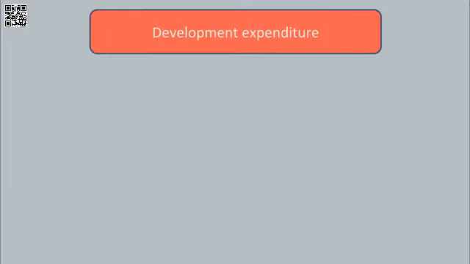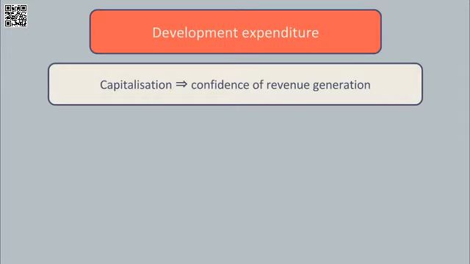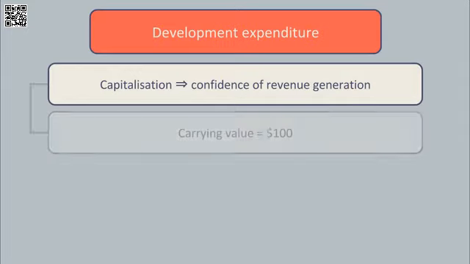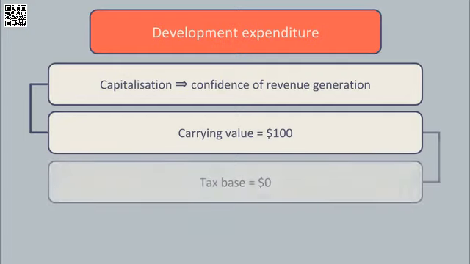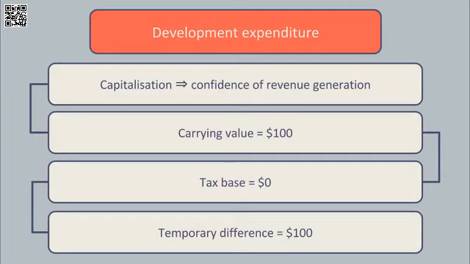Once we understand this concept, it becomes fairly straightforward to spot the temporary differences. For example, imagine money being spent on development expenditure. The capitalization of development expenditure means that we are confident that revenues will be generated in the future when the product launches into commercial being. 100 spent on development expenditure would give an intangible asset with an accounting carrying value of 100 and a tax base of 0, since the taxman will tax the revenues on a cash basis in the future when they are received. The temporary difference would therefore be 100.